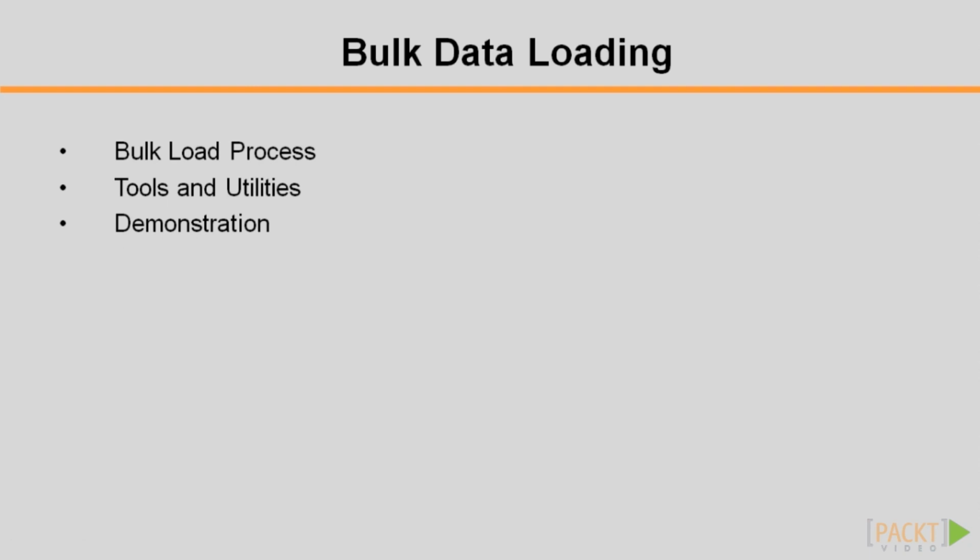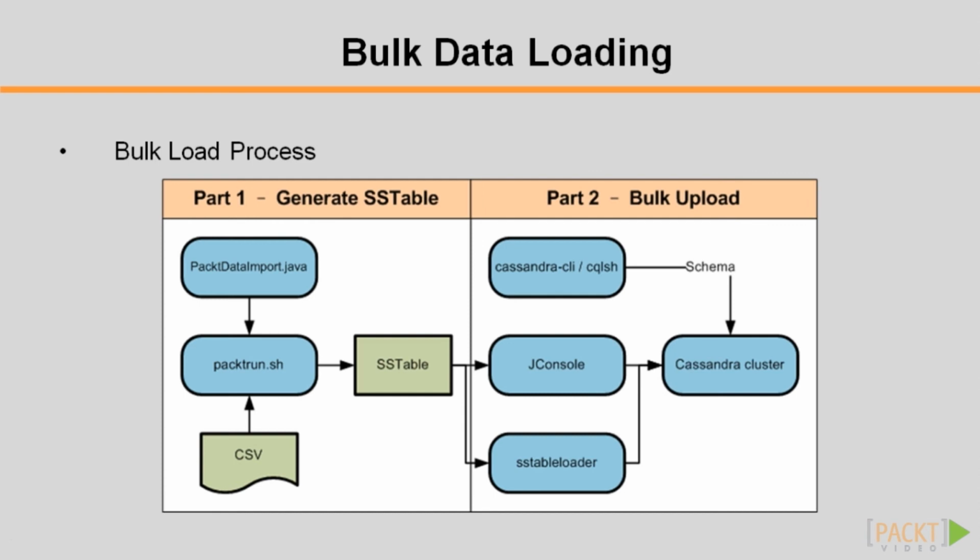by SS Table Loader. Let's have an overview of the bulk load process and work backwards from part 2 on the diagram. Cassandra provides a tool called SS Table Loader that can stream SS Table data files into a running cluster, conforming to the replication strategy. Alternatively, one may use a provided JMX mbean to achieve the same bulk load purpose. Since SS Table is for data only, the schema of the target table must be defined in the cluster through Cassandra CLI or CQLSH. However, both SS Table Loader and JMX mbean only accept SS Table as their input.